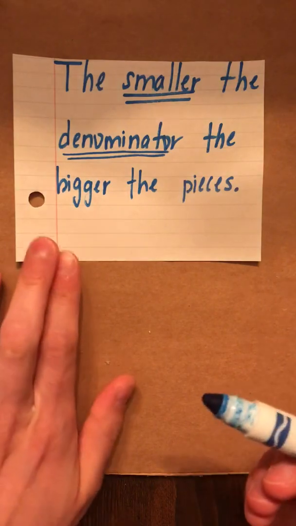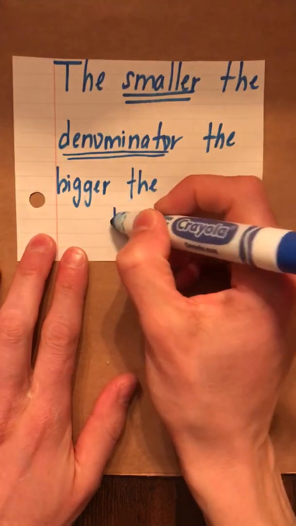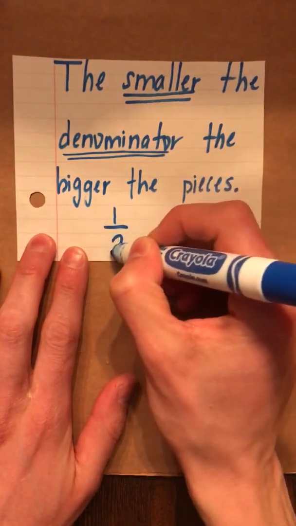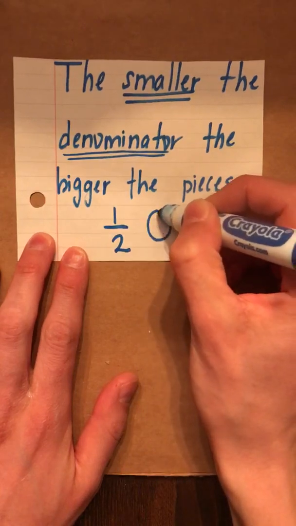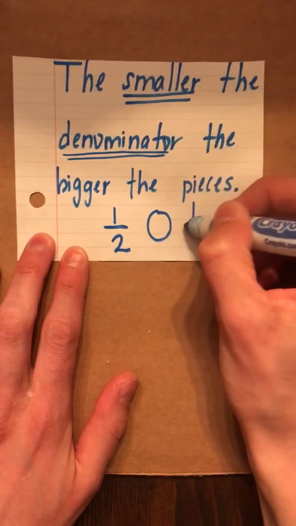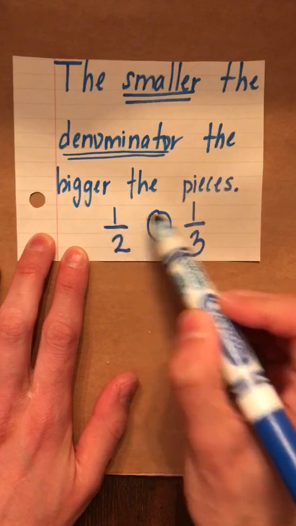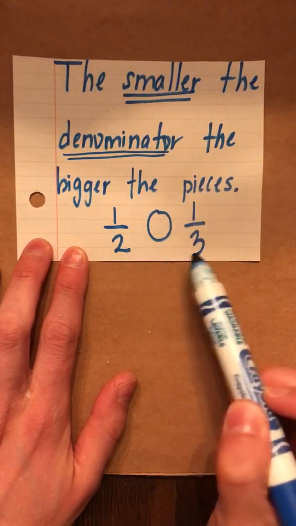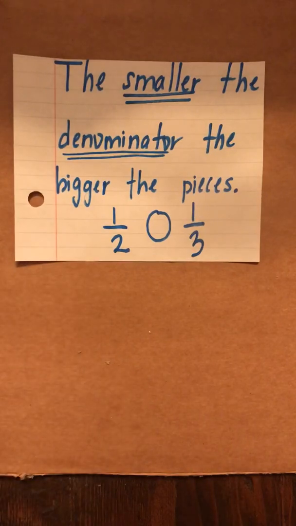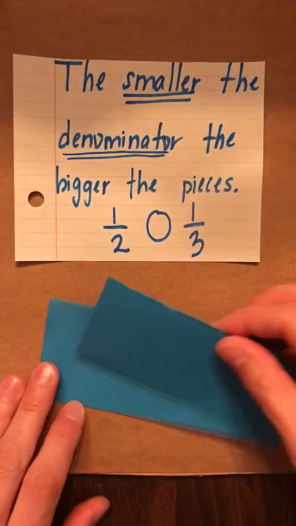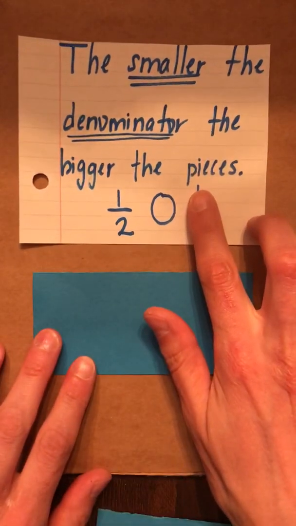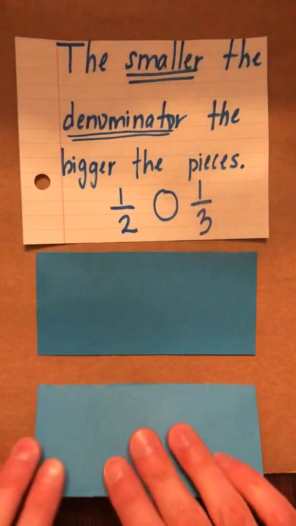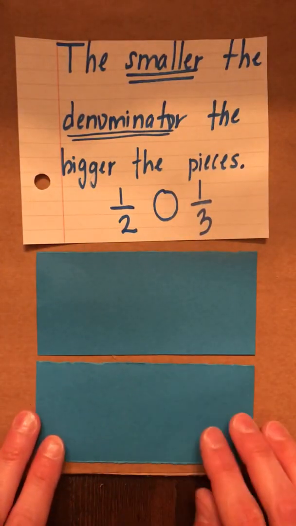So, for example, if I have the fraction 1/2, I'm going to compare it to the fraction 1/3. The numerators are the same, but today we're looking at the denominators, and we notice that the denominators are different. So what this means is we are going to take two pieces of paper that are the same size whole.